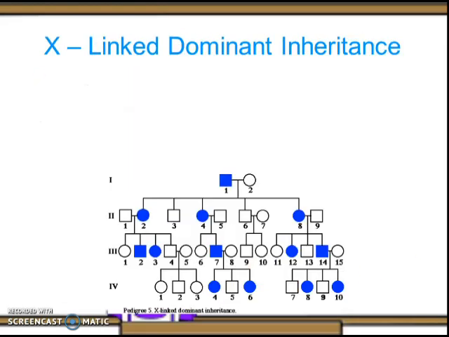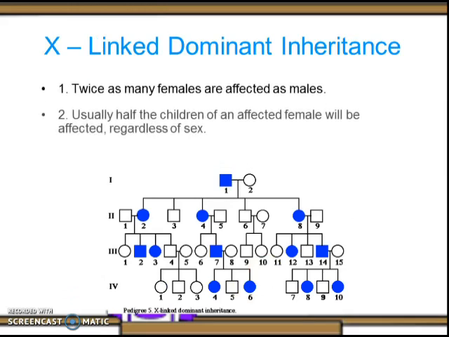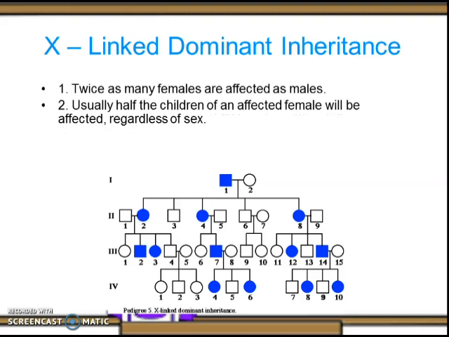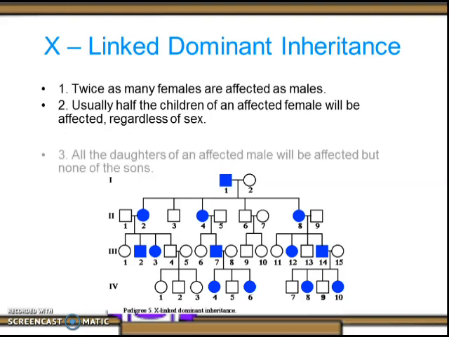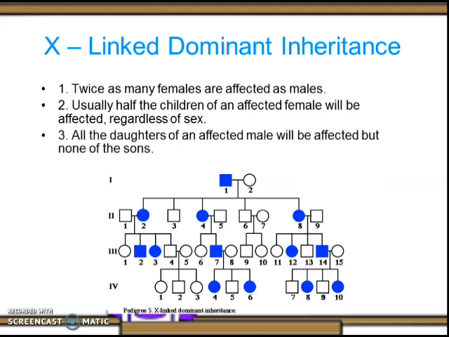With X-linked dominant inheritance, twice as many females are affected as males. Usually, half the children of an affected female will be affected, regardless of sex, and all the daughters of an affected male will be affected but none of the sons.